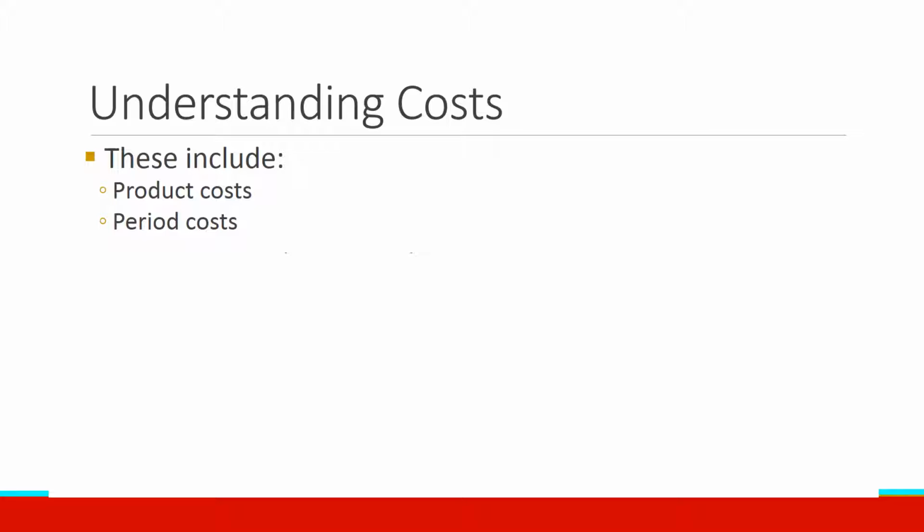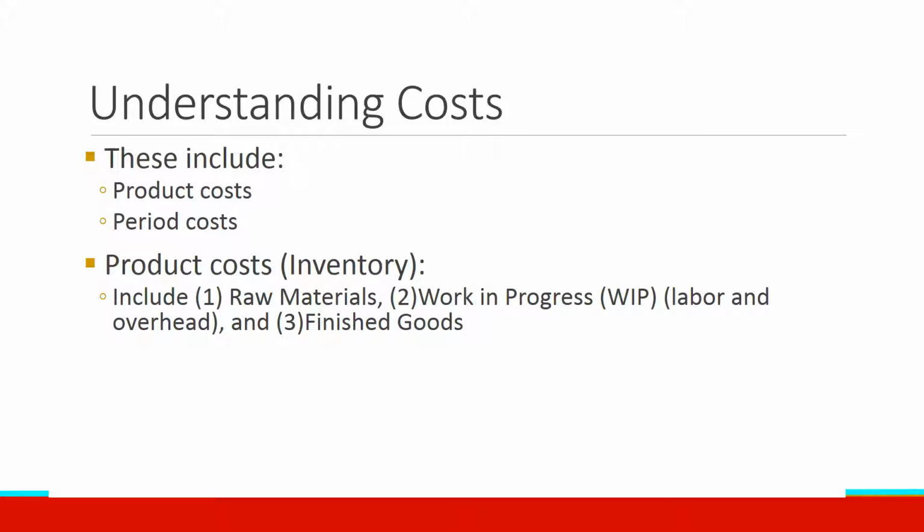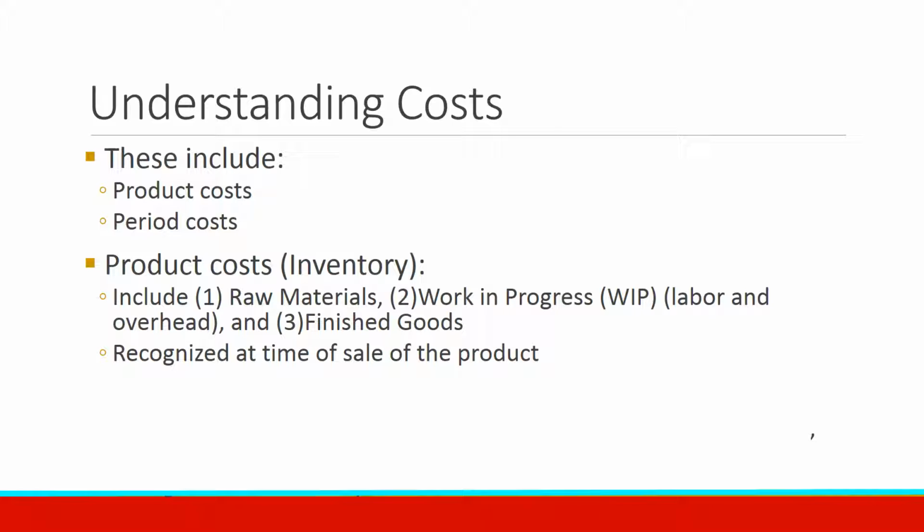We're now going to take a similar look at costs, but I first want to stop and talk about costs because there's two distinctly different types of costs. One's called a product cost, and one's called a period cost. With a product cost, we're thinking about inventory. The main categories of inventory are raw materials, work in progress, also called WIP, and that includes the labor and the overhead that you've added to the raw materials to start making a good. And then finally, the finished goods.